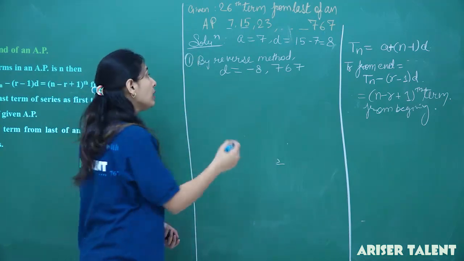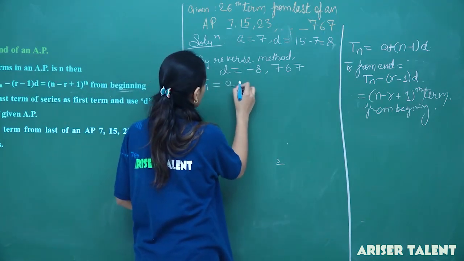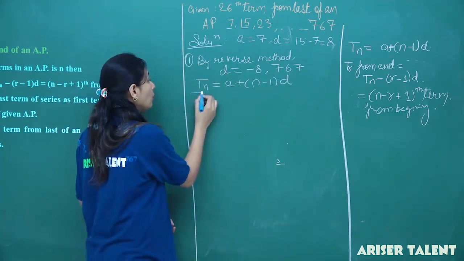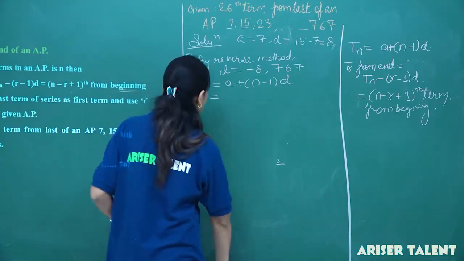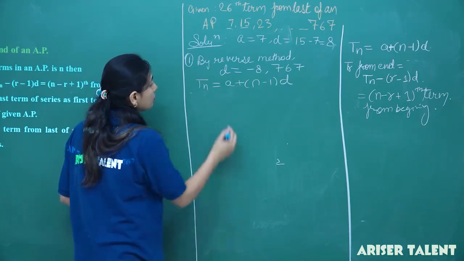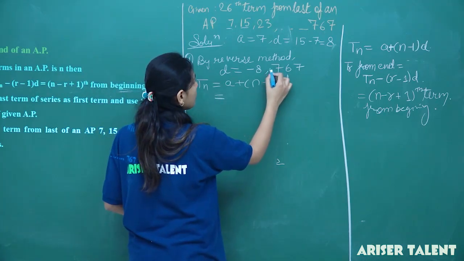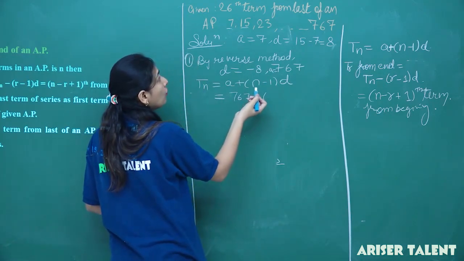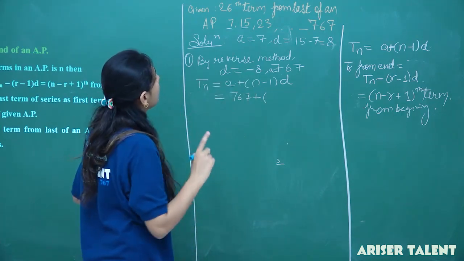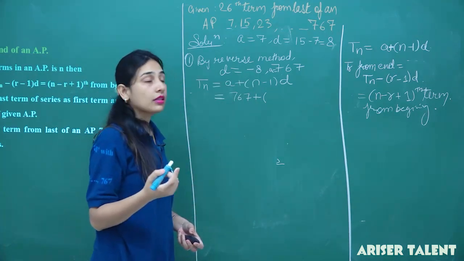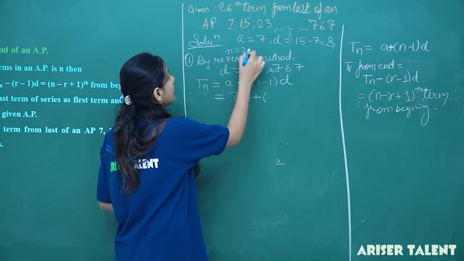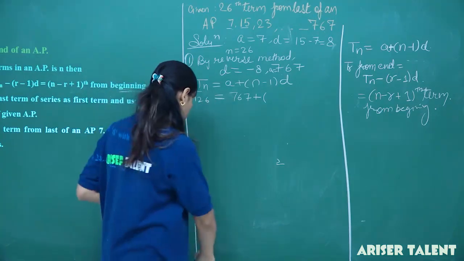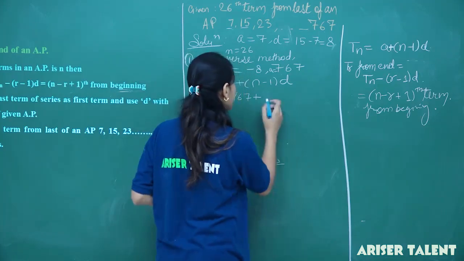767. Now what is the formula? We have the simple formula Tn equals A plus (n minus 1)d. Right, students? Now in this, A equals 767 plus (n minus 1). Now what is n? n is 26 here. We have to find T26. So 26 minus 1 is what? 25. So can I write 25 directly here?